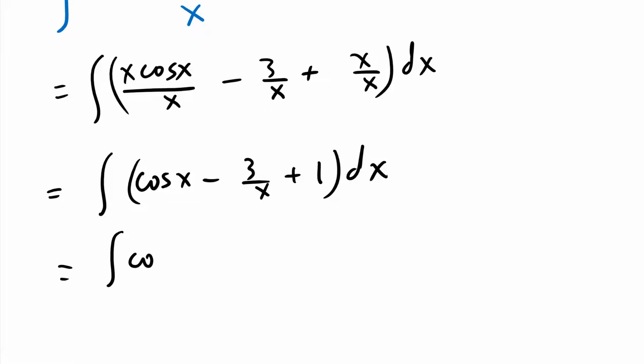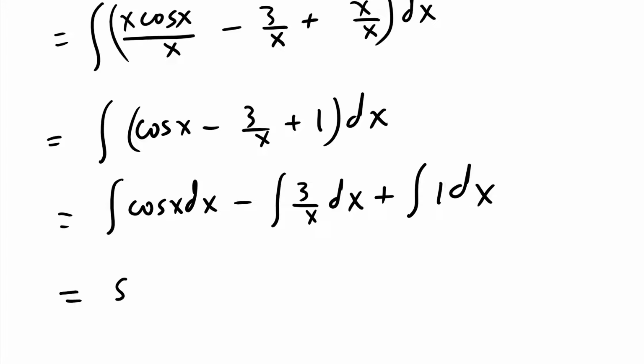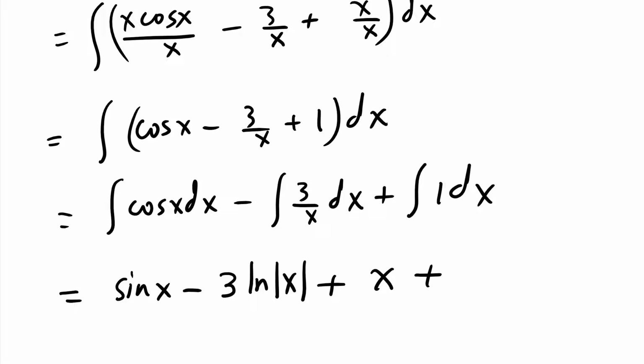Then you can split this integral: integral of the first one minus the integral of the second one plus the integral of the last one. The integral of this is sine x. Take the 3 out. Natural log of absolute value of x, plus x. Don't forget the C.